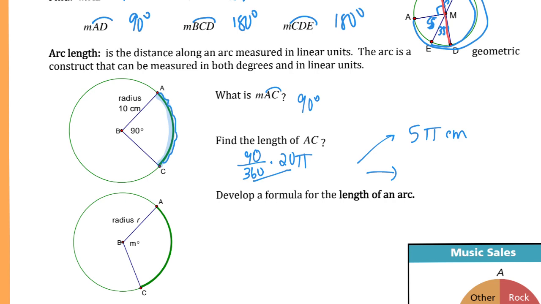And if you want to do 5 times pi in your calculator, that would be approximately, I'm going to get my calculator out here. 5 pi, use the pi key, is going to be approximately 15.71.